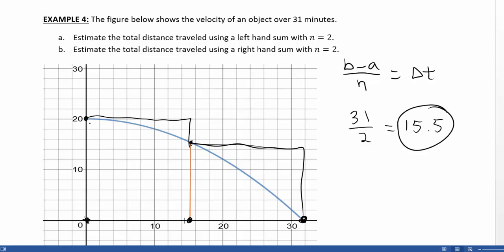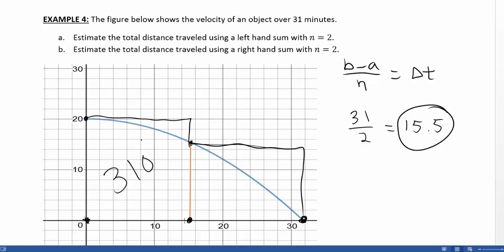So if I look at my first rectangle, I know that the width is 15.5 because that's my delta t, and then my height appears to be 20. So I have to do 15.5 times 20, which is going to give me 310. So the area of this first rectangle is 310.